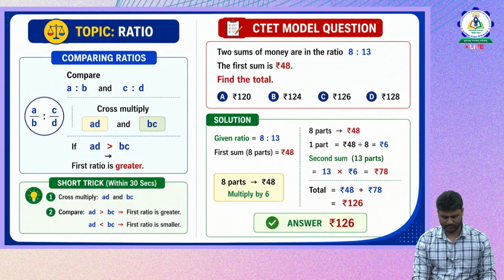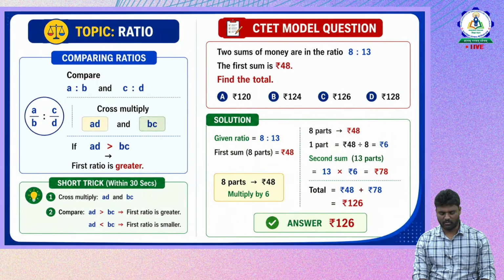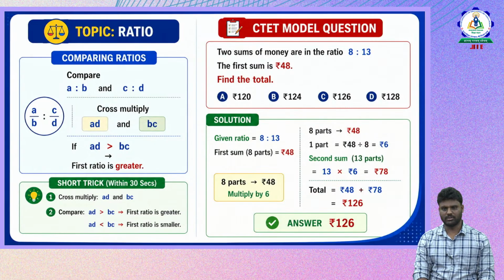Now there is another concept. Two sums of money are in the ratio 8 is to 13. The first sum is 48. Find the total. So the ratios are given, and the comparing concept we need to apply here. What is the question here? Two sums of money are in the ratio 8 is to 13. The first sum is 48, and we need to find the total.